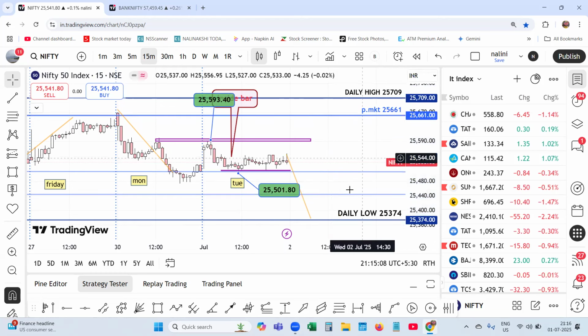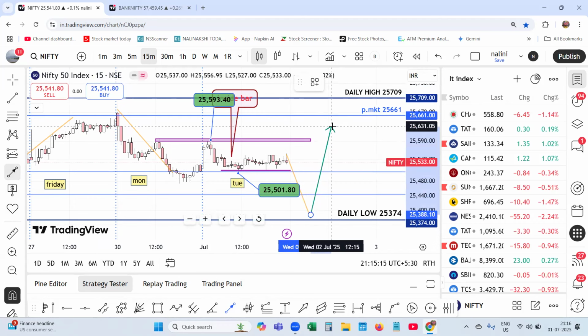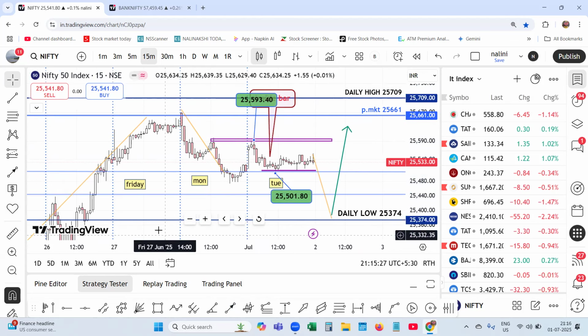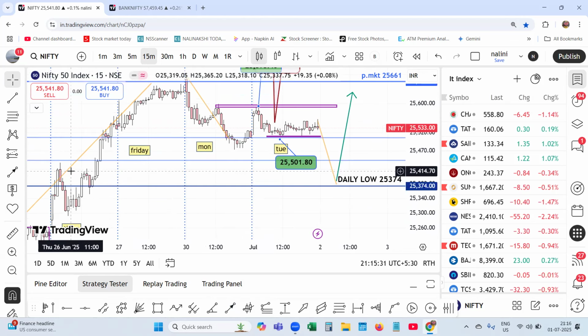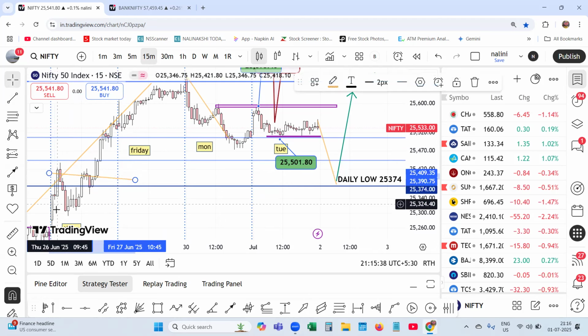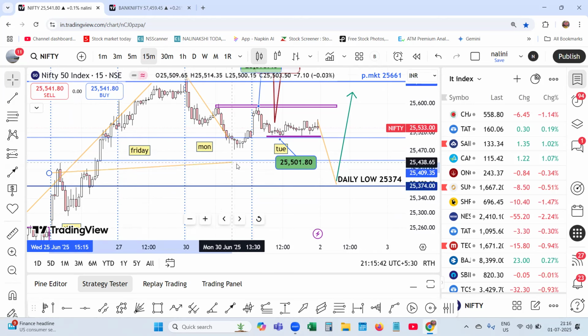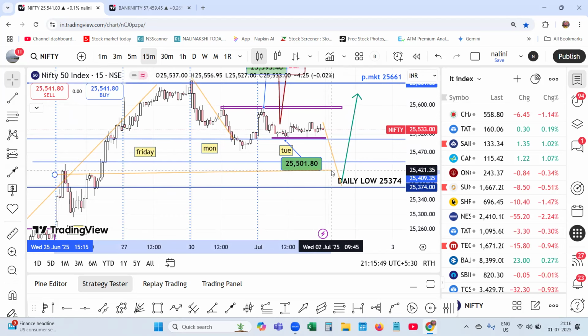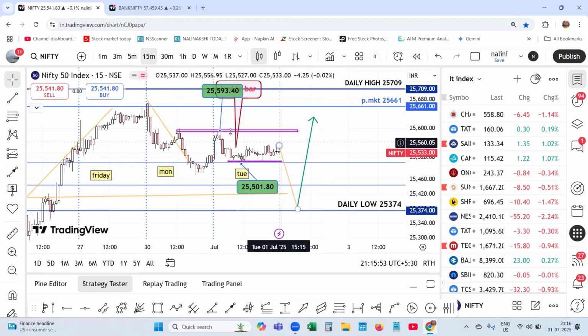Or from here, let me take this arrow, it can move like this. It can come down, and if it takes support around this area, which is a very good level from where the breakout has taken place, you can see this was the break of the structure, the breakout of the structure to the upside. If it takes support around this area, then it is a great opportunity. It can come down, engulf, and move higher to seek liquidity.